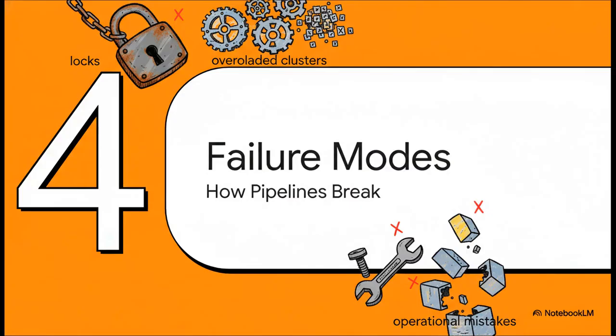Okay, now for my favorite part. The part most tutorials just skip. We've seen the clean diagram. Now let's talk about how it really breaks. Forget the elegant architectural debates. Production failures are about locks, overloaded clusters, and good old-fashioned operational mistakes.